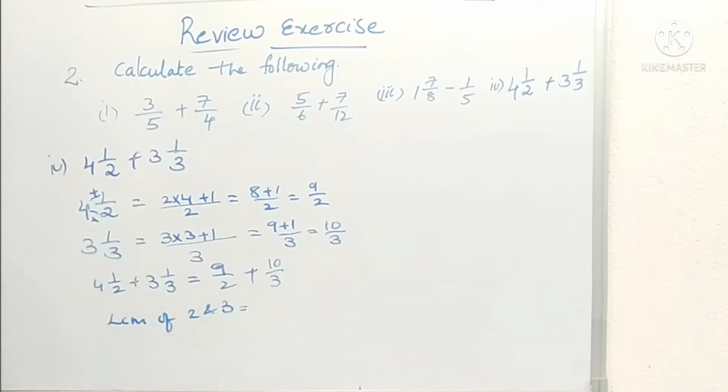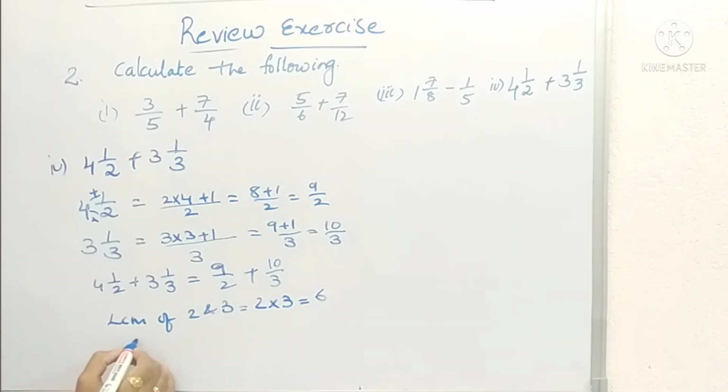2 and 3 don't come in the same table, right? Except in one table, it won't come in the 2 table or the 3 table like that. In that case the product is the LCM, because they have no common factors. So 2 3s are 6.